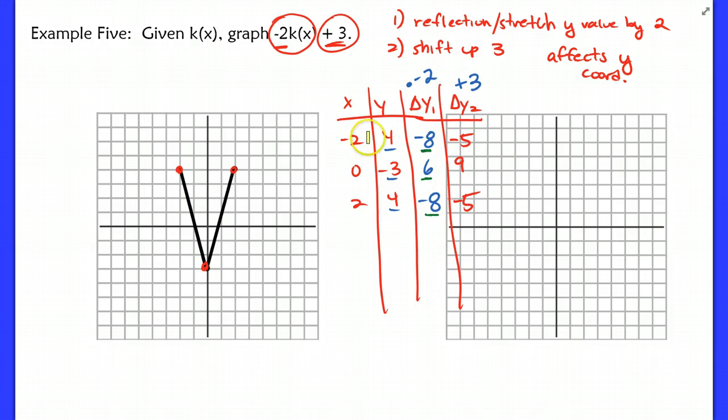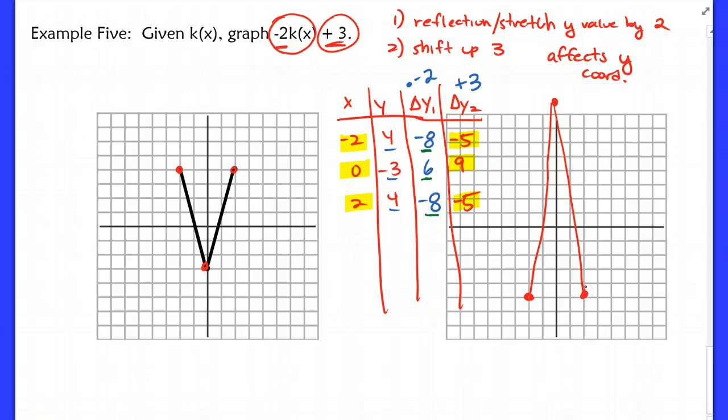When I go to graph this, I now use these values, right? The x stays the same, but this is my brand new y. So I go ahead and I plot these, negative 2, negative 5, and 0, 9. This was off the graph, that's okay. And 2, negative 5.